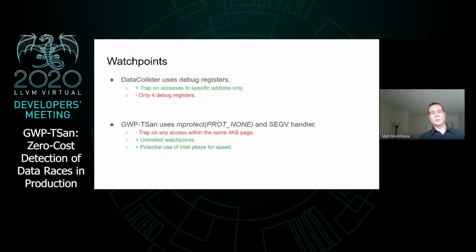So for this reason, GWIP TSAN uses mprotect PROT_NONE and a segfault handler to do watch points instead. This does have the unfortunate side effect that it will trap on any access within the same memory page. So even if you have 2 threads accessing different addresses, and there would never be a data race in this case, you'll still hit watch points from both. But the upside is you get unlimited watch points, and there's potential use of Intel PKeys to reduce the number of unnecessary traps.